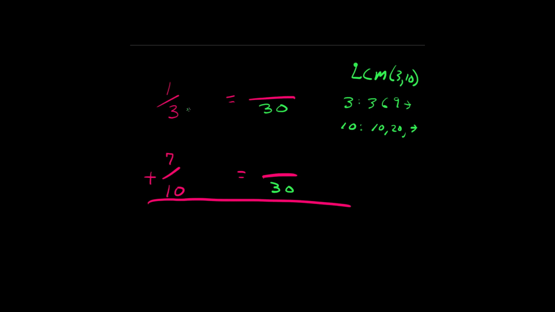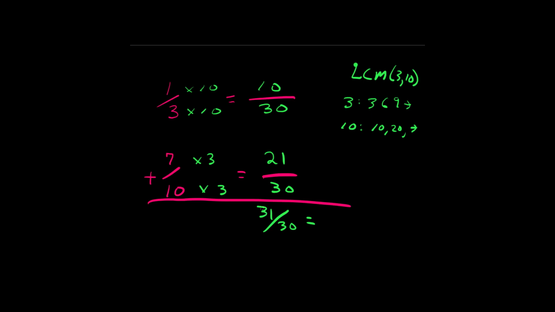We're going to ask those questions then. 3 times what equals 30? 10. Which means 1 times 10 equals 10. 10 times 3 equals 30. So 7 times 3 equals 21. 10 plus 21 is 31 over 30.